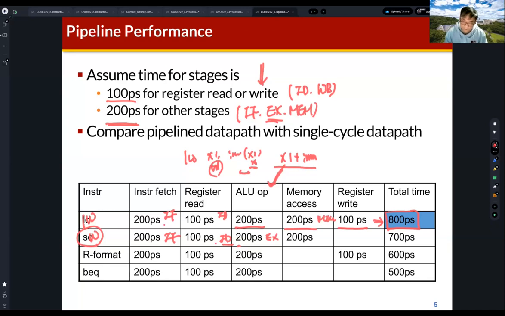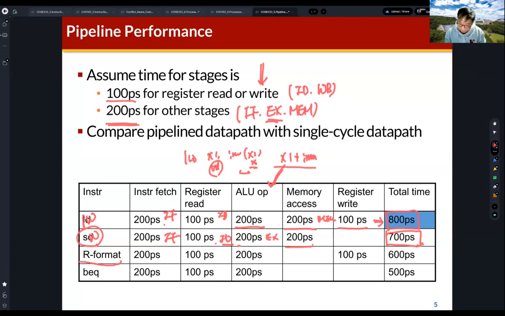And then the store instruction also needs to access data memory, right? Because we need to store data. We need to update the data memory using the store word instruction, so it takes another 200 picoseconds. But the store instruction does not update the register file. So the total execution time, the total delay of the store word instruction, is 700 picoseconds.